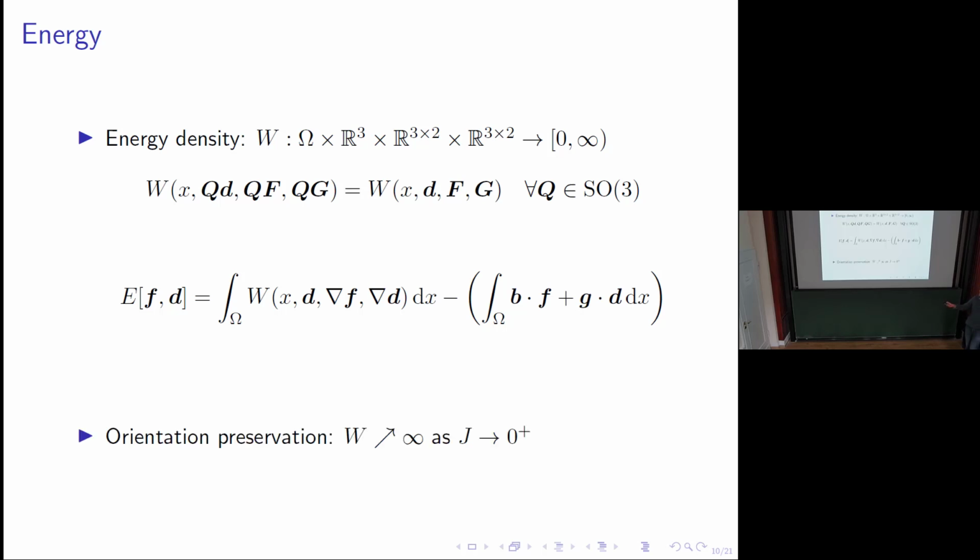Okay, and then of course, to ensure the orientation preservation, we're going to require W to blow up as this J quantity, which was D dot partial 1 F cross partial 2 F, approaches 0. So that is the last condition. Okay.